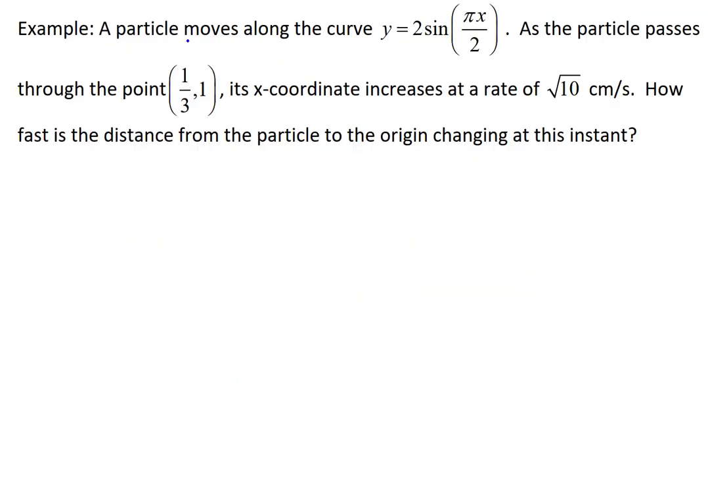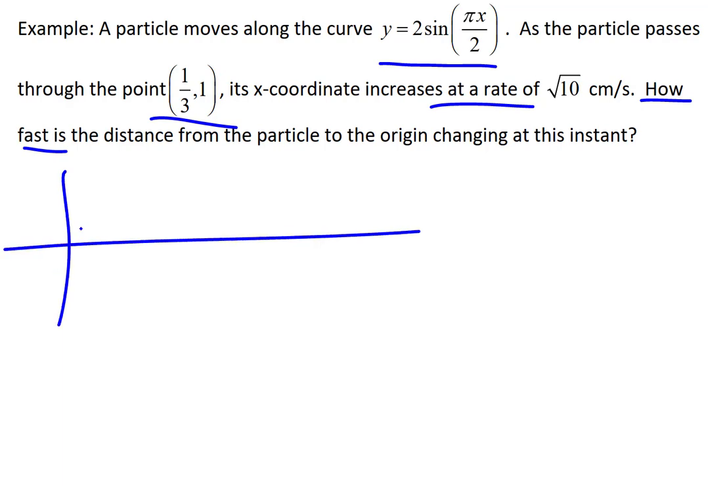Let's try another example. This one reads, a particle moves along the curve y equals 2 sine of pi x over 2. As the particle passes through the point 1/3, 1, its x-coordinate increases at a rate of, okay, there's some key language, a rate of square root of 10 centimeters per second. How fast, there's a good question, how fast is the distance from the particle to the origin changing at this instant? All right, so we're going to need a diagram, which in this case is just the sine function.